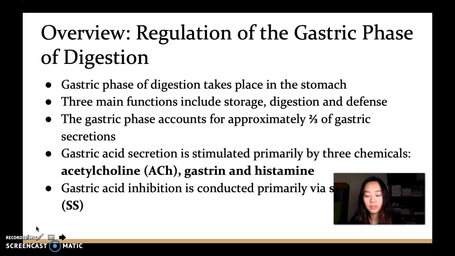The regulation of the gastric phase of digestion is primarily dictated by three chemicals: acetylcholine, gastrin, and histamine. These three chemicals stimulate the release of gastric acid. Conversely, a chemical called somatostatin inhibits the release of gastric acid.